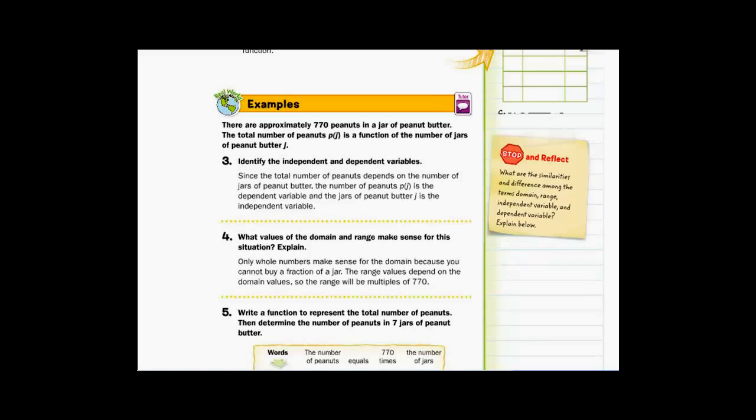If I saw half a jar of peanut butter sitting on the shelf, there is no way I would buy it. That's for sure.